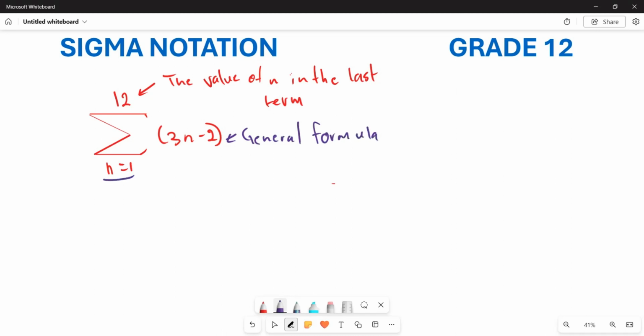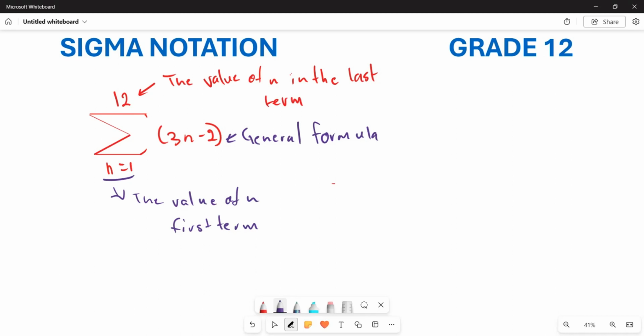And this one here is the value of n in the first term. So this gives you the value of your first term, the value of n of the first term.